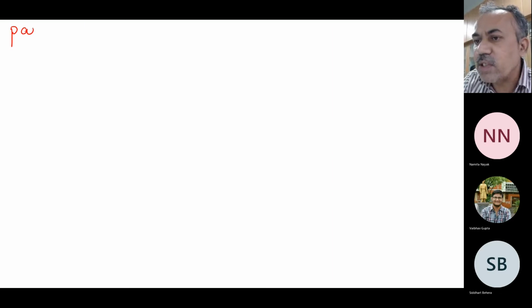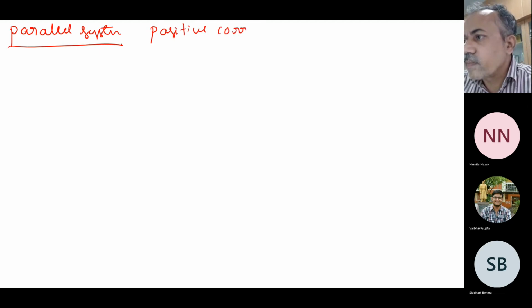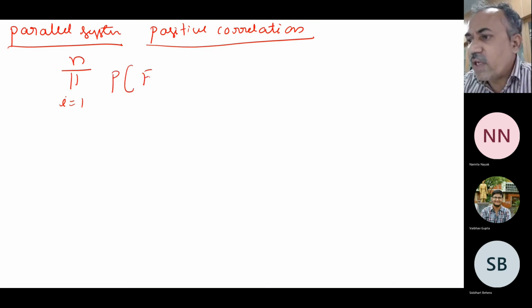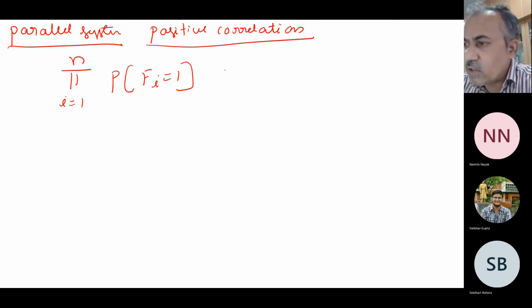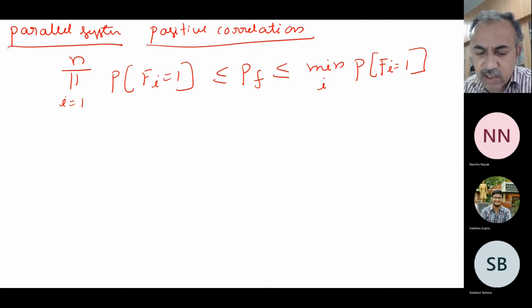Now if it is a parallel system, the bounds have also been given, and it is a positive correlation. Okay, not negative correlation. If it is a positive correlation, the lower bound and others will be like this: product over i equals 1 to n of probability of failure Fi equals 1, or Si equals 0, less than or equal to probability of failure, less than or equal to minimum over i of probability of failure Fi equals 1. Okay, so these are the things basically.